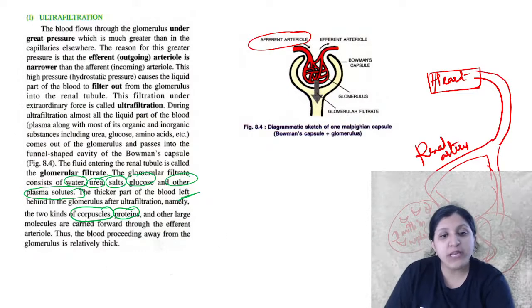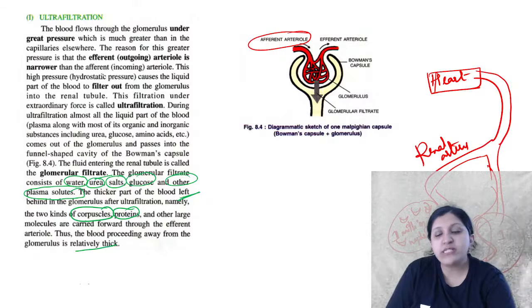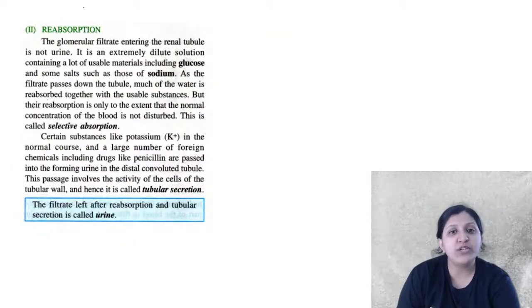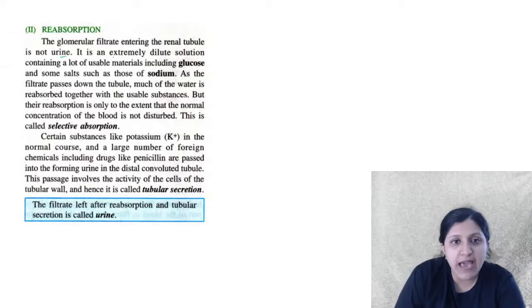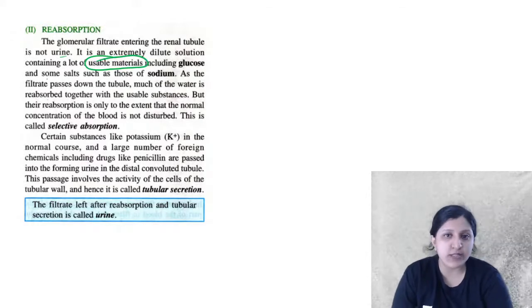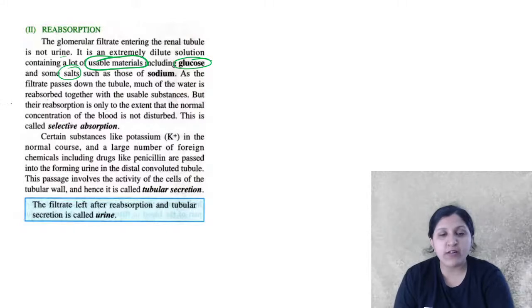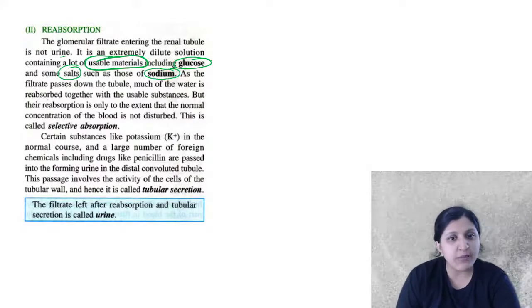Now we need to maintain the same concentration, so in order to maintain the same concentration, the reabsorption has to occur. The glomerular filtrate entering the renal tubule is not the urine, it is an extremely dilute solution which has usable materials, including glucose and some salt. If excess amount is there, it will be thrown out, and some salts like sodium, if required, can be taken back.